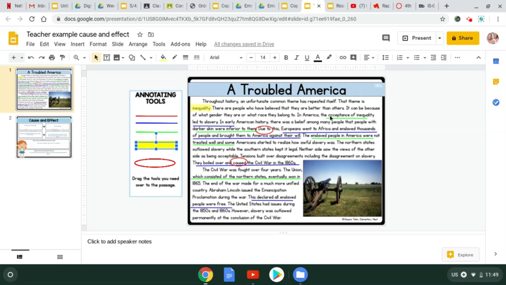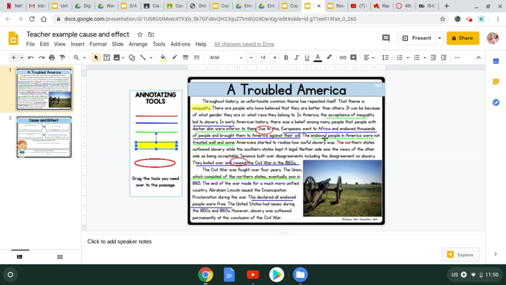It says, in America, the acceptance of inequality. So because America was accepting people not equally, that led to slavery. And that's where I took my blue tool and I put it under led to slavery. So because of inequality, that led to slavery. Then over here, because of darker skin, that led to Europeans going to Africa and enslaving thousands of Africans against their will and bringing them to America.